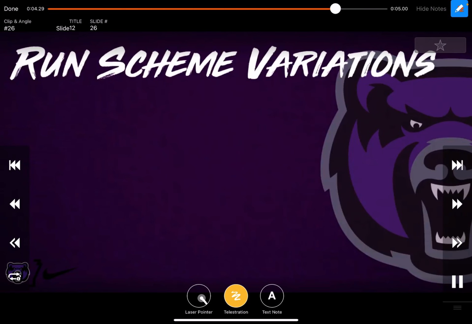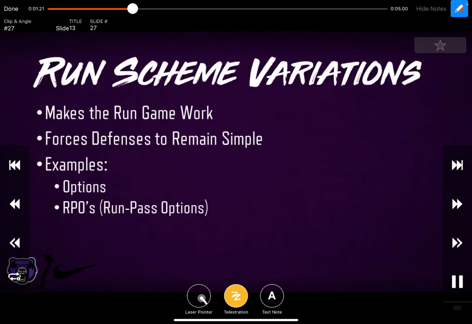So, run scheme variations. When I say run scheme variations, I'm talking about the things that make run plays continue to work. Defensive staffs, that's all they do all year long: what do teams run on offense? How do we stop those things? And it's usually the best play that you've got. Like North Dakota State, we talked about, they run power most of the time. The Rams, the 49ers, they run outside zone, wide zone most of the time. So the defenses that they play are spending all year trying to figure out how to stop those.